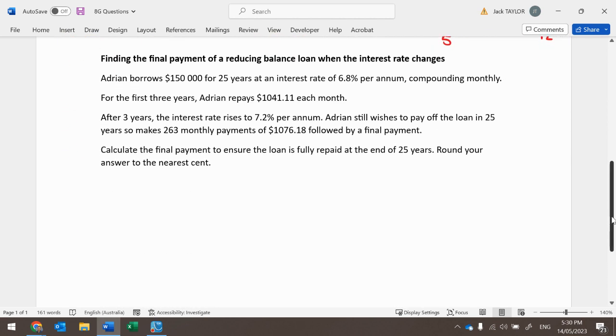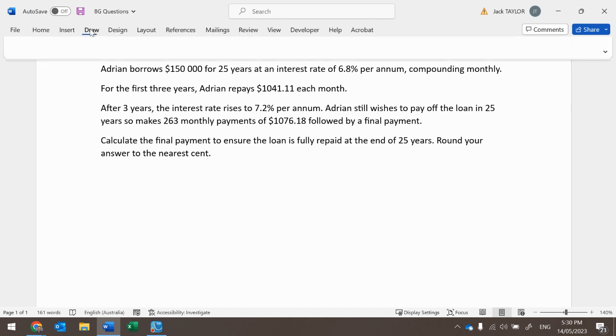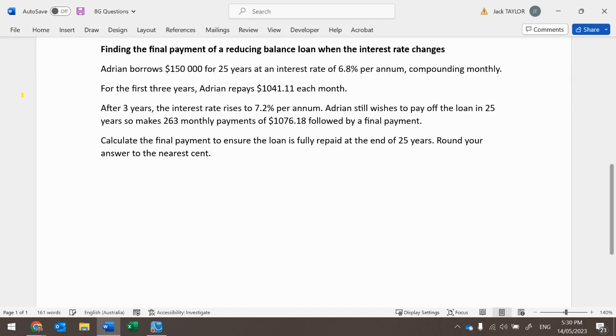All right, finding the final payment of a reducing balance loan where the interest rate changes. So a bit different, this one. It's not an investment, it's a loan, and we are going to be having a changing rate.